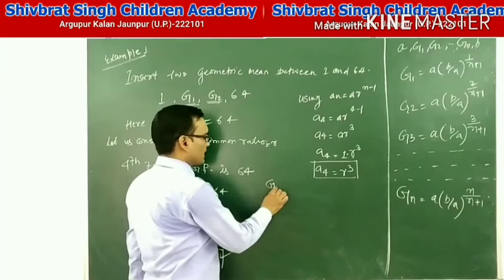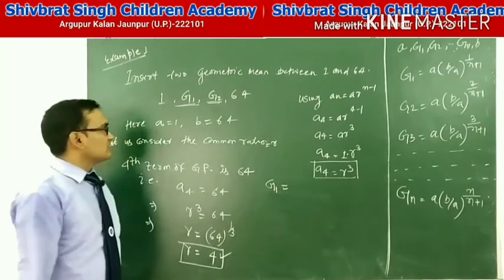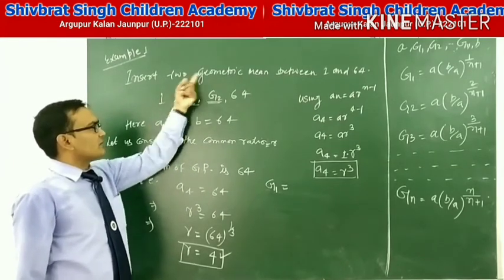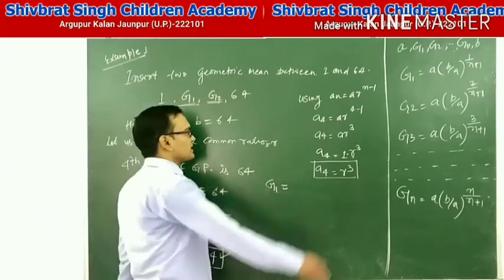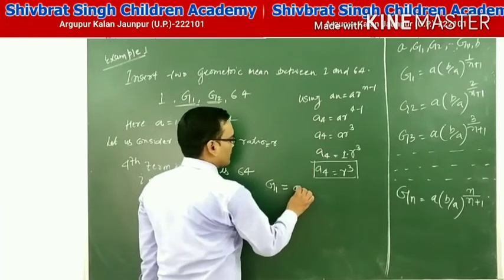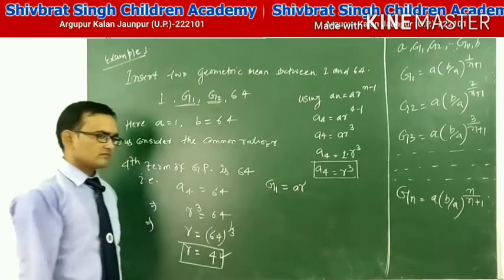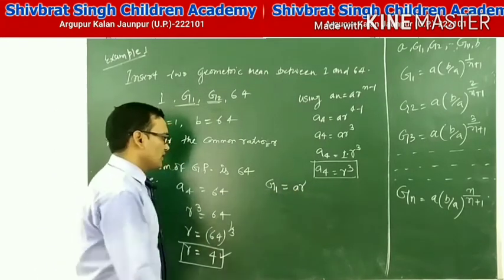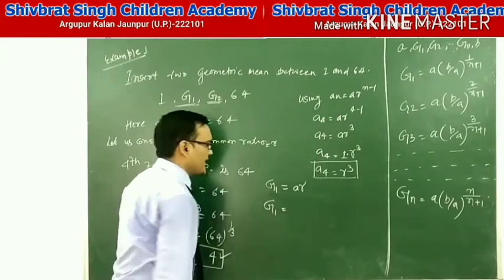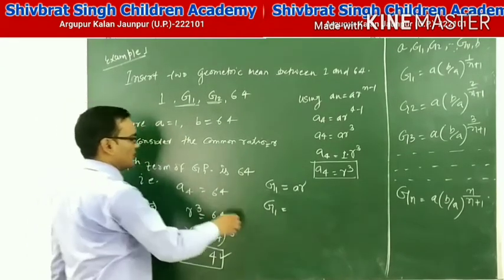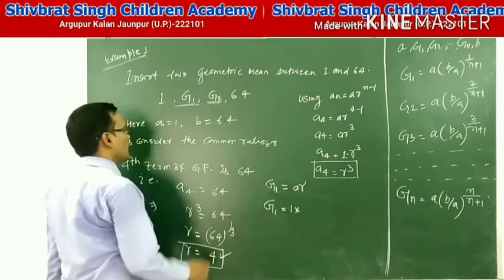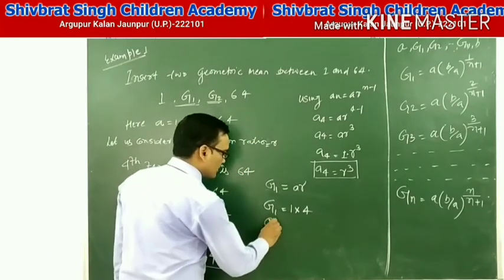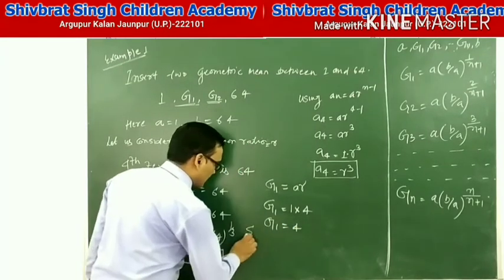Find the value of G1. G1 is the second term of this GP. Using this formula, the second term of this GP equal to a r to the power 2 minus 1, that means a r. Here put the value of a equal to 1 and the value of r equal to 4. Then this is 4. G1 equal to 4.